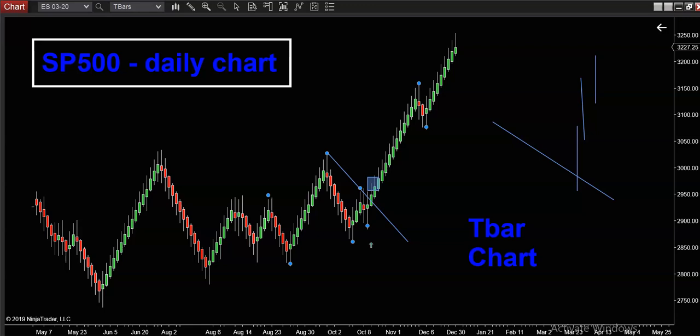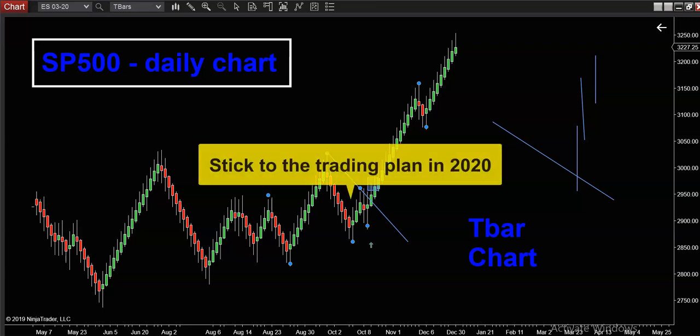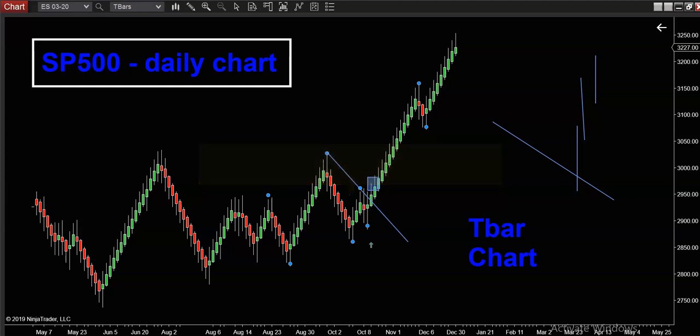Whatever mistakes you made in 2019, okay, at the market, 2020 is a new year. Fresh, clean start. Come to work every day, good attitude, good mindset, ready to work, and I'm going to show you some trading charts that I think is going to transform your trading literally on day one.